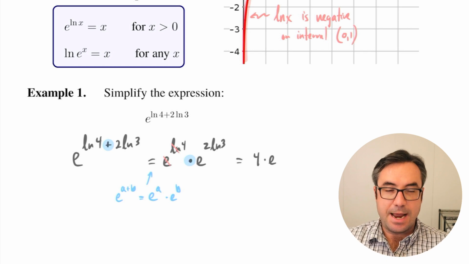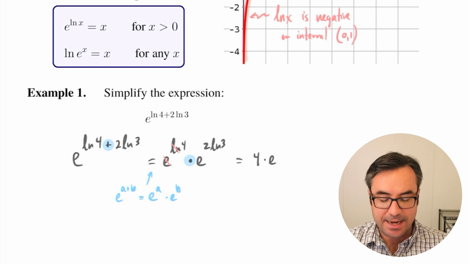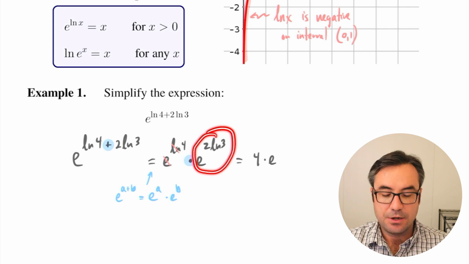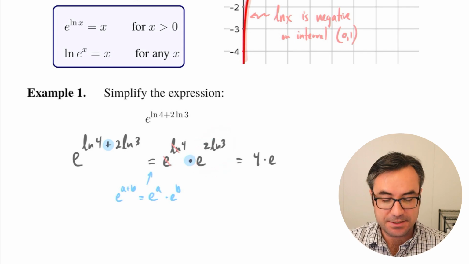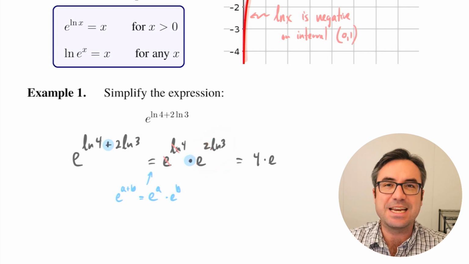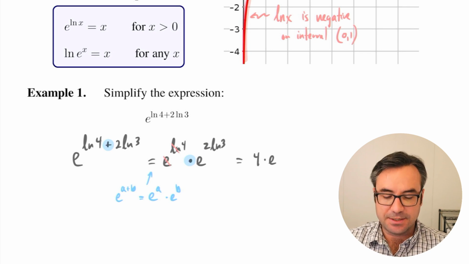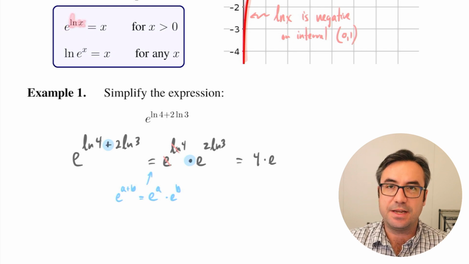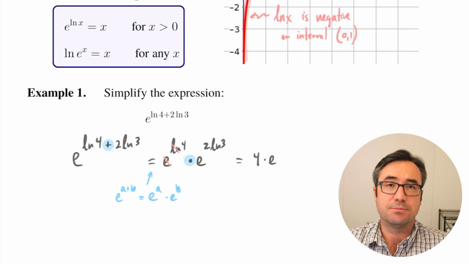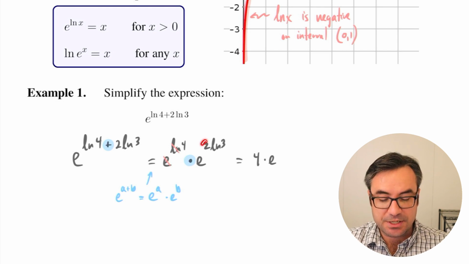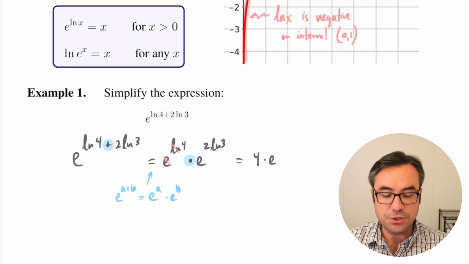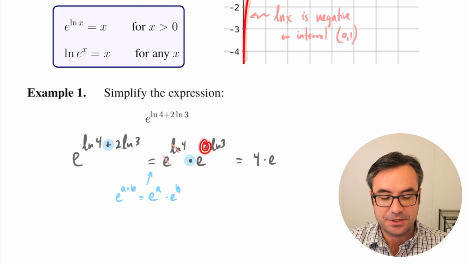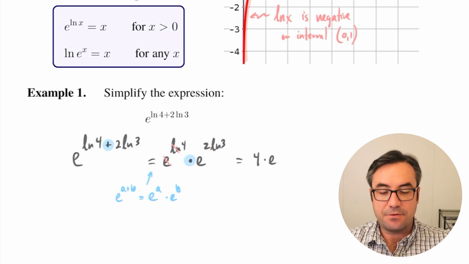All right, now the issue is I can't do that here yet because this 2 is kind of getting in the way. So the cancellation property only works, if we go back up, when it's e and then immediately following it or inside of it is natural log of just some term. So this 2 is kind of stopping us. So we can use another exponent rule that essentially allows us to take this 2 and kind of factor it off.